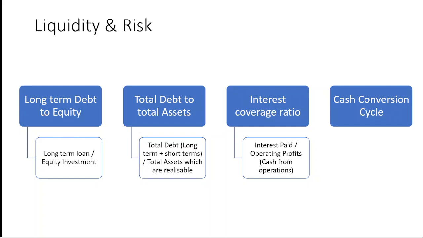How many times is it? When 1 time, 2 times, 3 times, 4 times, so that the lenders are safe and they are confident that the company will be able to pay off their interest on time. Then the cash conversion cycle means the company's ability to convert its cash from sale to the cash collection.